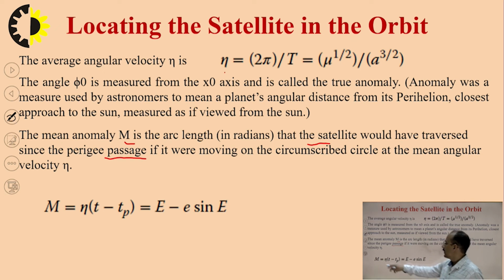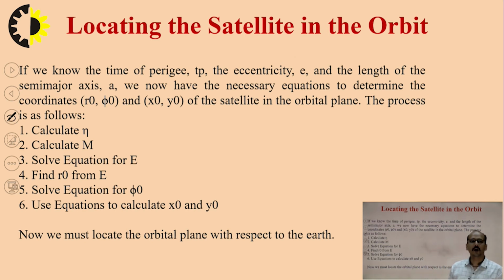The mean anomaly M is equal to n(t minus tp), which is equal to E minus e sin E, where E is the eccentric anomaly, small e is the eccentricity, and tp is the time of perigee passes. So M individually gives us the mean anomaly. By finding all these, if we know the time of perigee passes tp, the eccentricity e, and the length of the semi-major axis a, we now have the necessary equations to determine the coordinates r0, phi0 and x0, y0 of the satellite in the orbital plane, and the process is as follows.